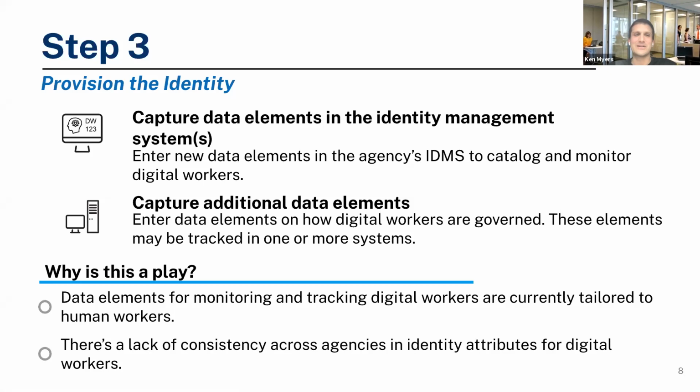So moving on to the third step here, we've got one last polling question. Do you assign specific identity attributes that apply only to digital workers? Yes. No, we use the same attributes for both digital and human workers. And no, we do not assign any additional identity attributes to digital workers. So where do you fall within that scope?